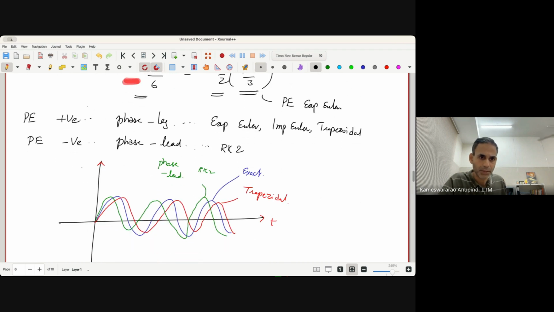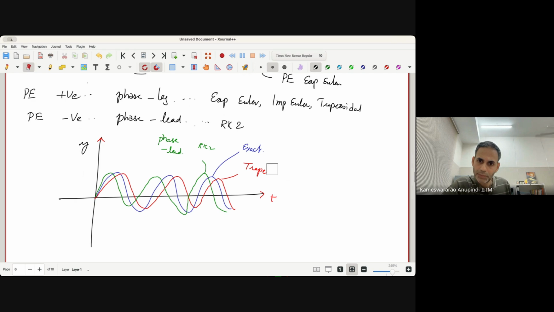This is some amplitude. Let us say this is y. Okay, so what we mean here is that when we say phase lag, if you look at this peak, it has come at some time t1, whereas this peak will come at t2, which is greater than t1. That means it is arriving at a later time. That is why it is called phase lagged. You're going to see the peak later.